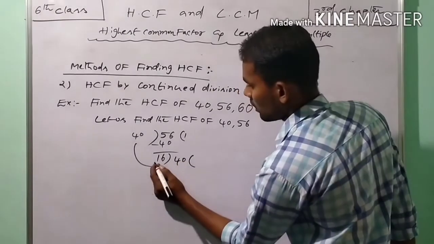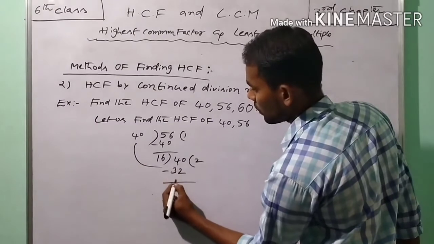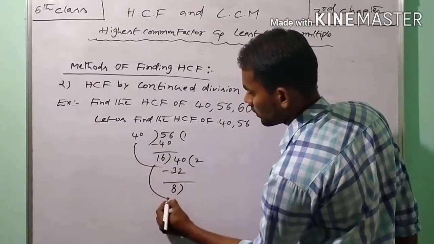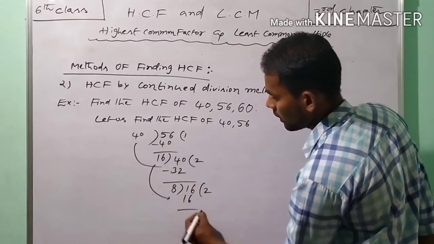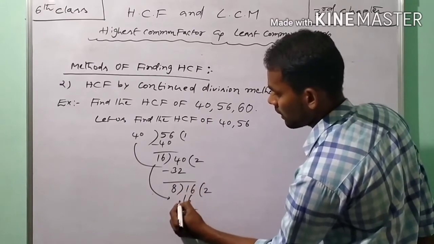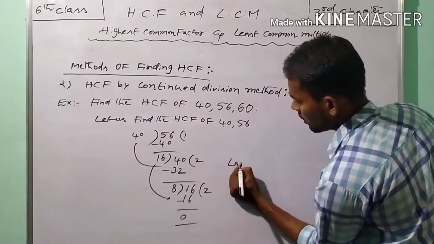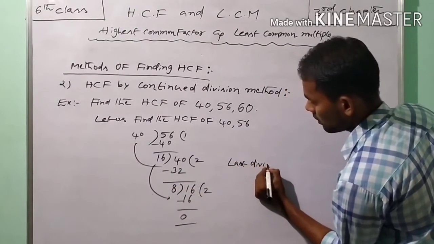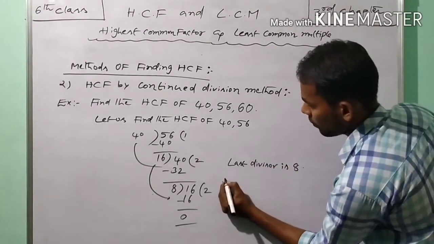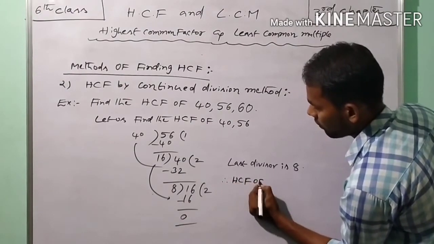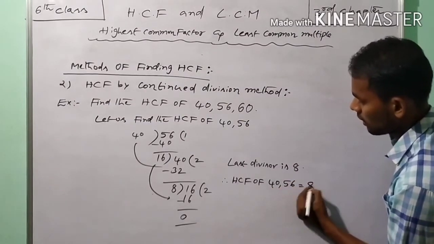Then divide 40 by 16. 16 twos are 32. 40 minus 32 equals 8. 8 twos are 16. 16 minus 16 equals 0. Remainder is 0. Last divisor is 8. Therefore, HCF of 40 and 56 equals 8.